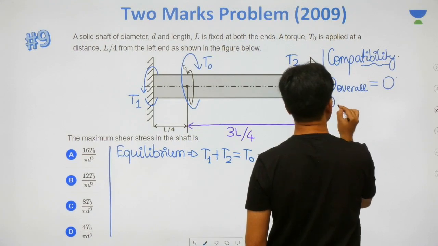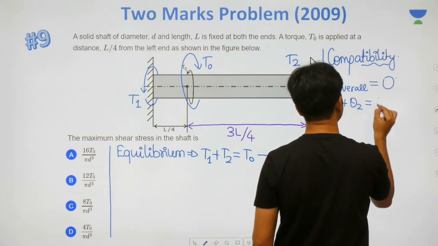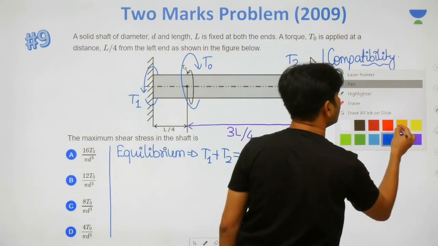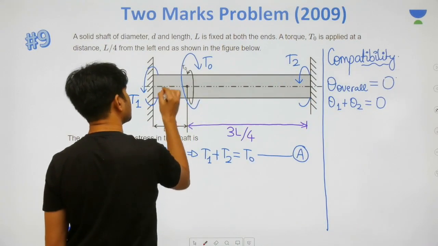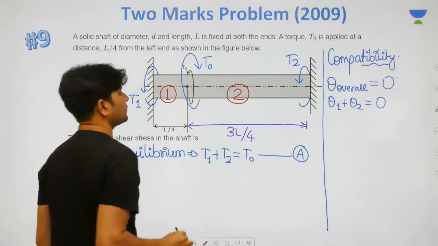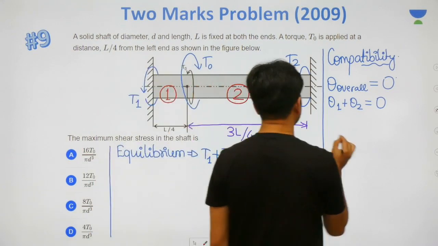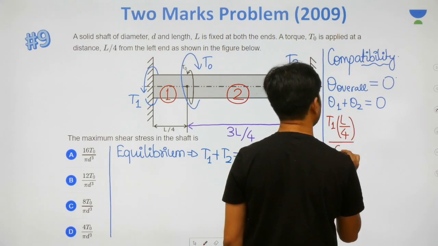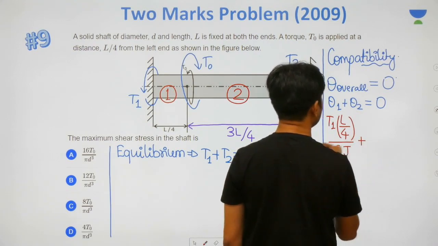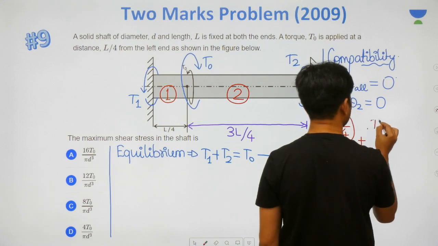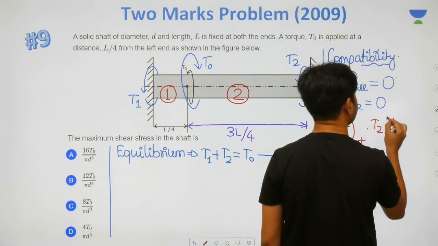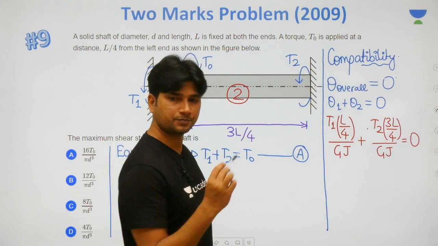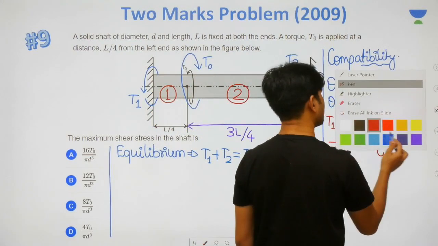Now this theta overall you can write as theta 1 plus theta 2, where this L by 4 length is representing segment 1, and this 3L by 4 length is representing segment 2. So theta 1 you can write as T1 into L1 divided by G into J. And then, my dear friends, for this one you can write as T2 into L2 divided by G into J. But overall theta has to be 0.